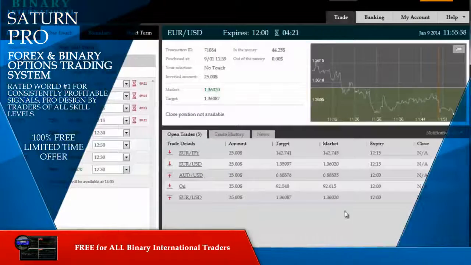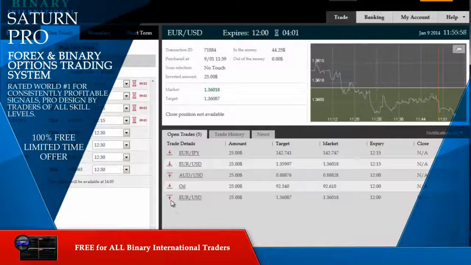Now, just to show you its accuracy, I've been trading one-touch and no-touch options on the Euro USD, oil, AUD USD, and the Euro Yen. The first three to expire soon are at 12 noon, which is in 4 minutes. I executed these 15 minutes ago. They've been running for effectively 20 minutes.